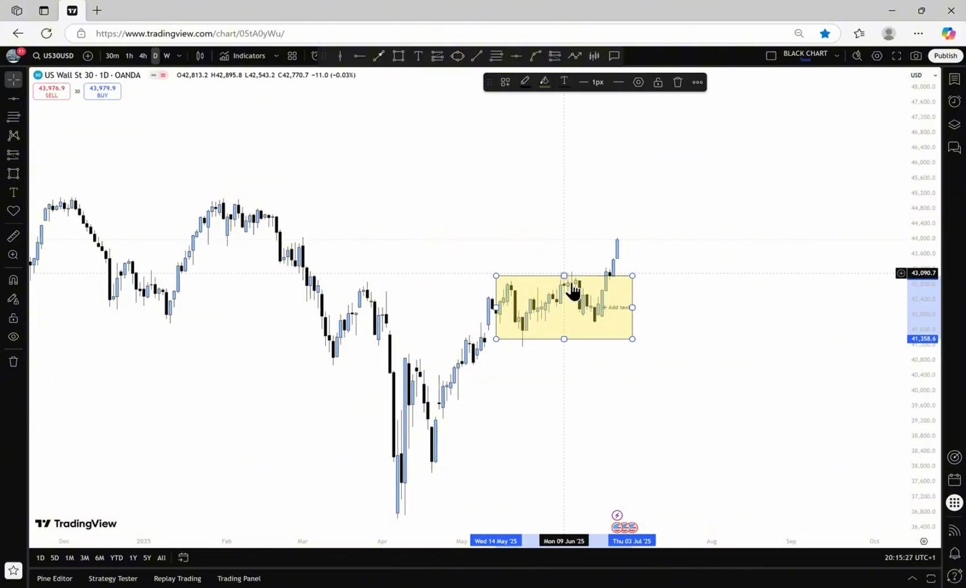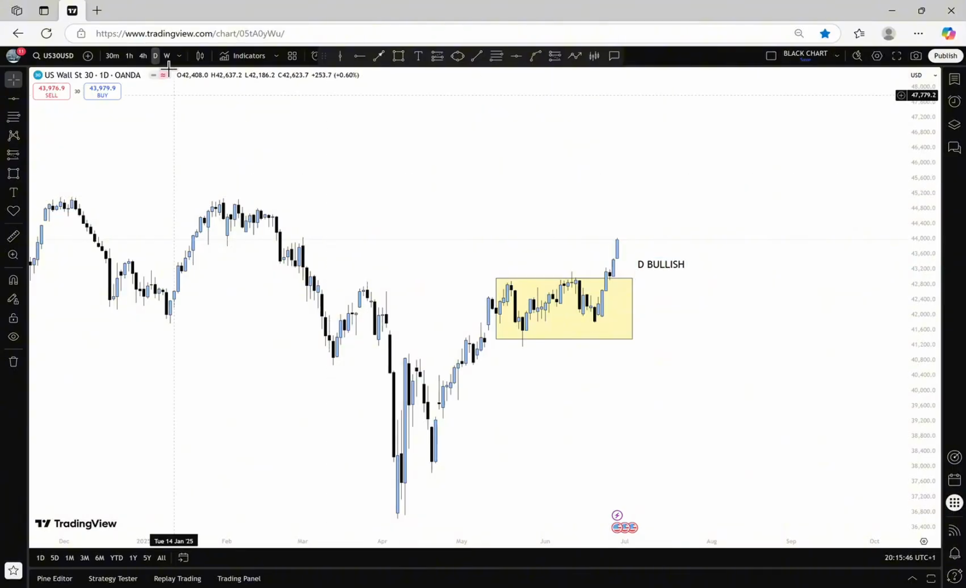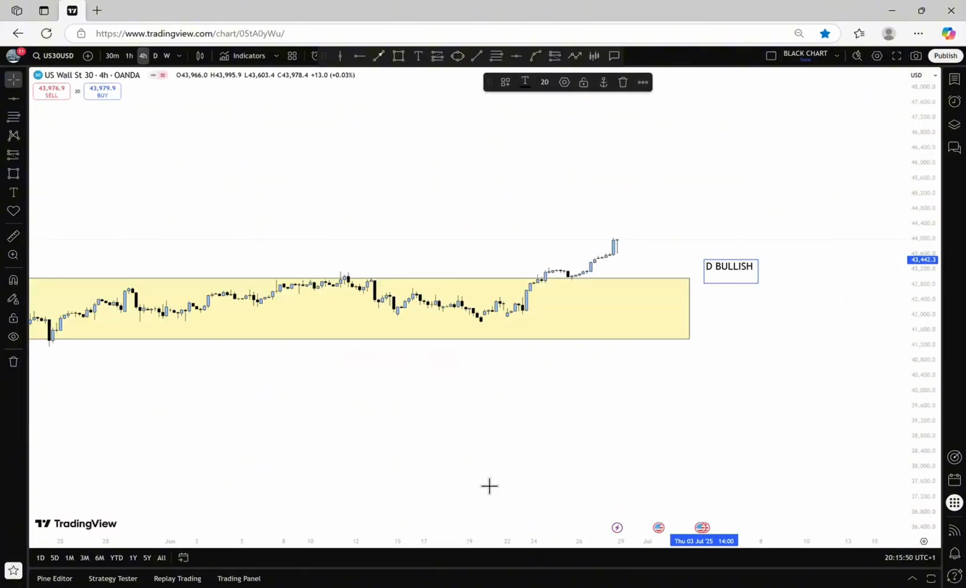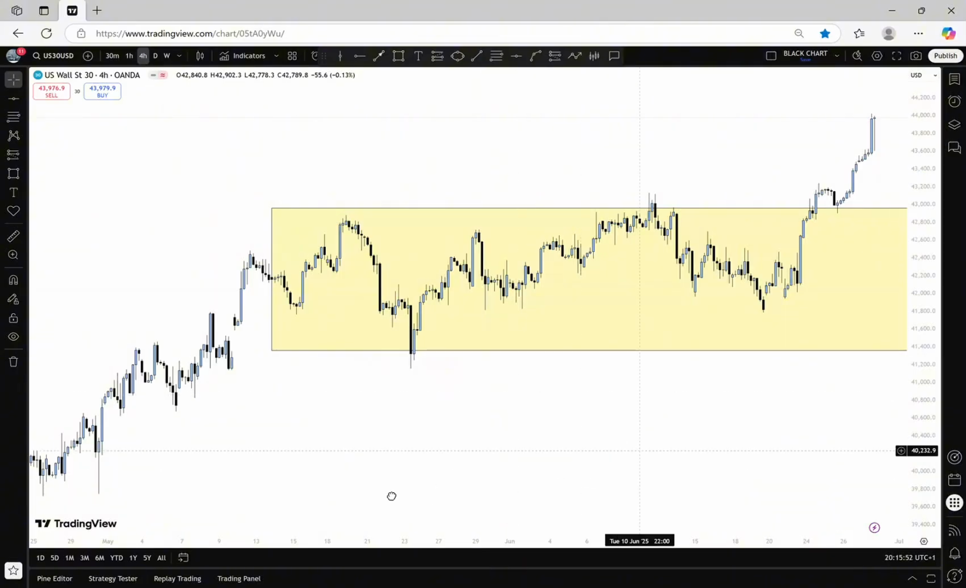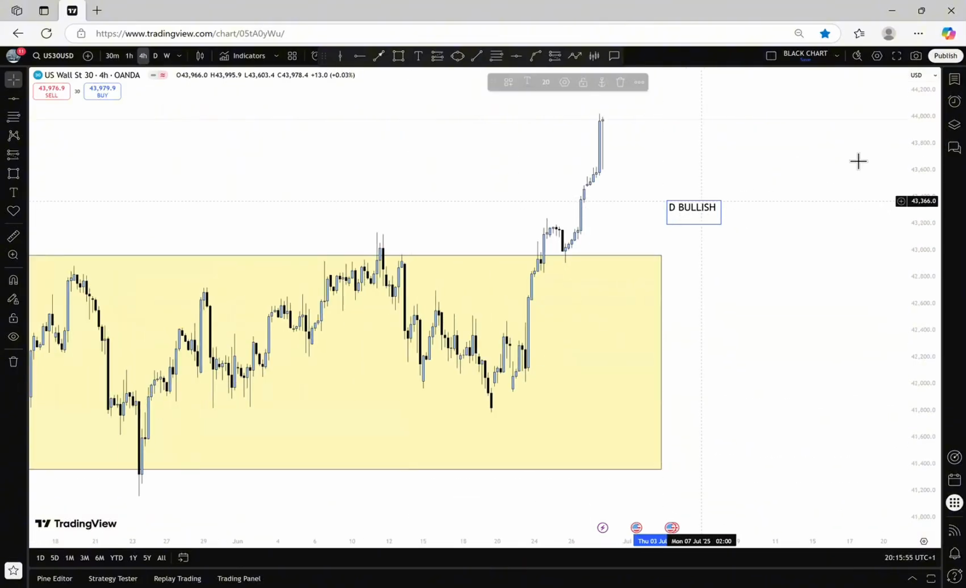Price broke that resistance zone above, pushed back to retest, then price is on a bullish move. Daily is on a bullish move, right? We've confirmed that. So let's just go to the 4-hour time frame. Checking from the 4-hour time frame now, what are we having here? The 4-hour time frame is also bullish.